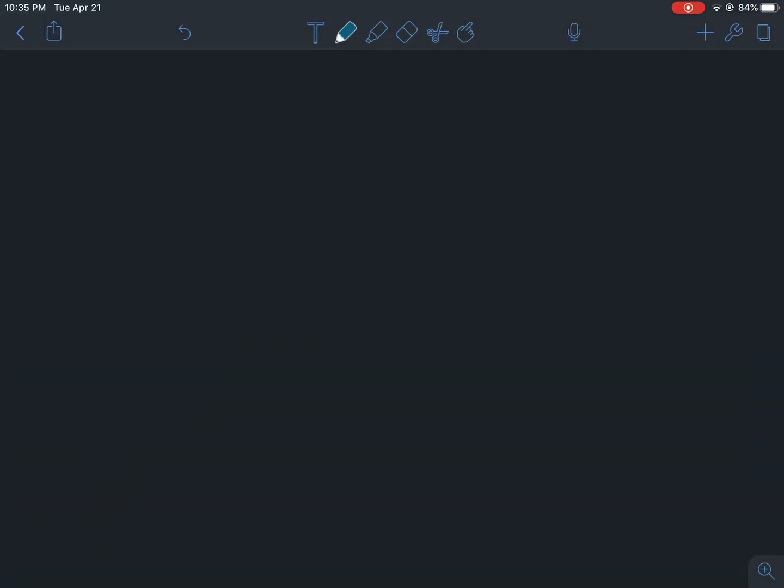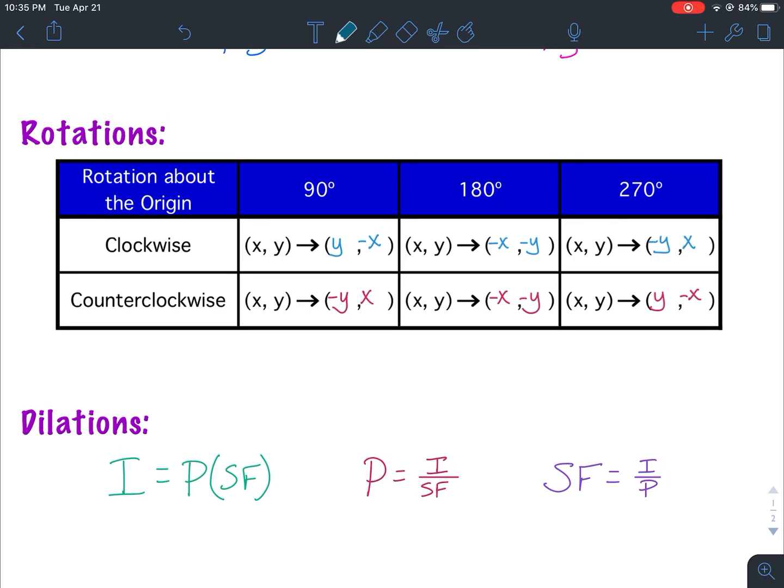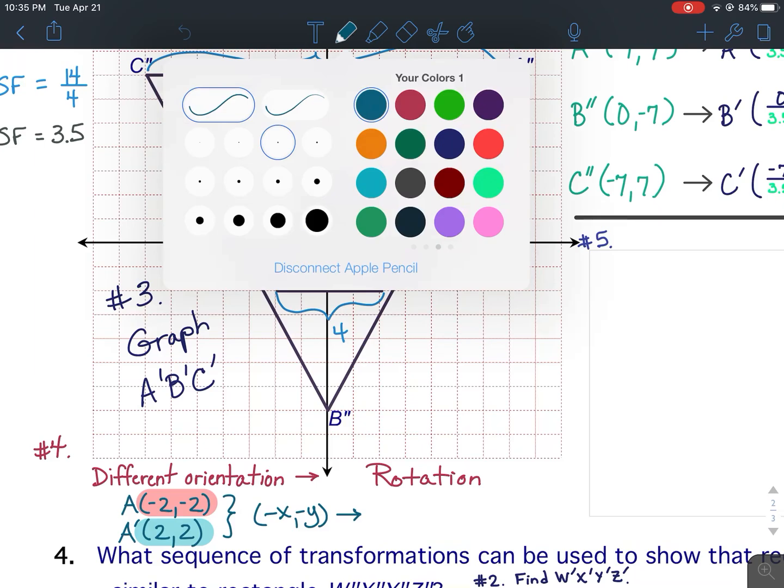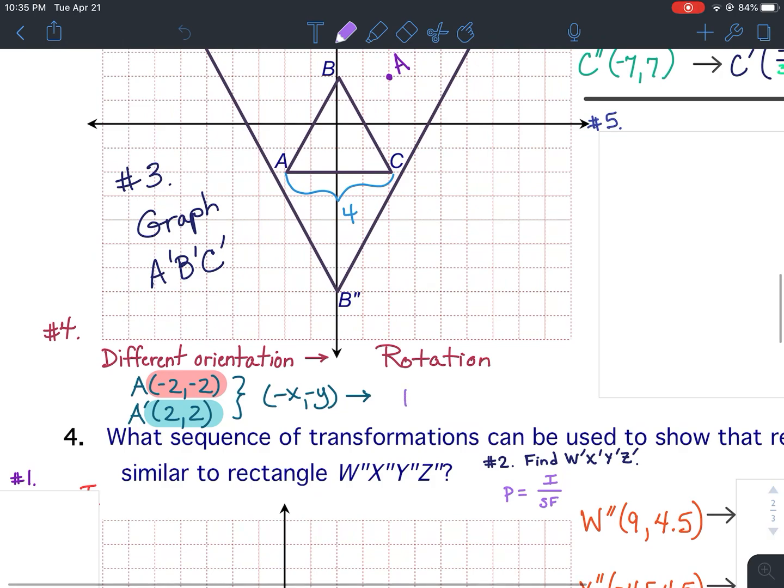So if I go back over and look at my rotations chart, if I have the opposite of x and the opposite of y, that means that we have a 180-degree rotation. Now remember, 180 degrees, whether you go clockwise or counterclockwise, is the same thing. So, if I go back to my paper, I know that we have a 180 degrees clockwise/counterclockwise rotation.